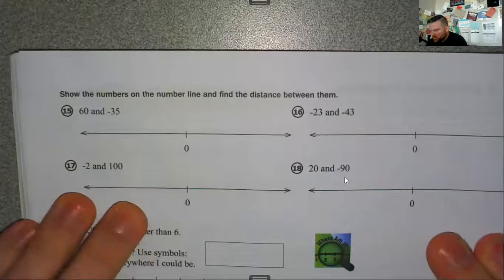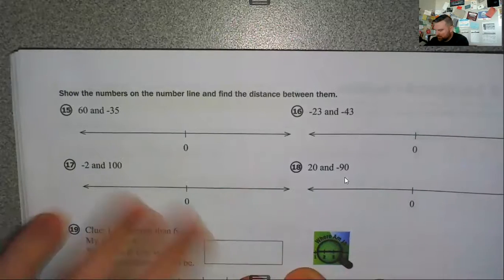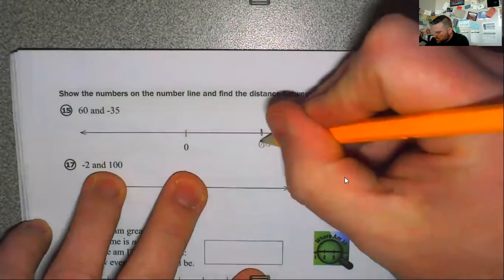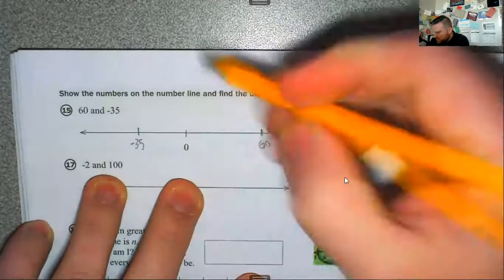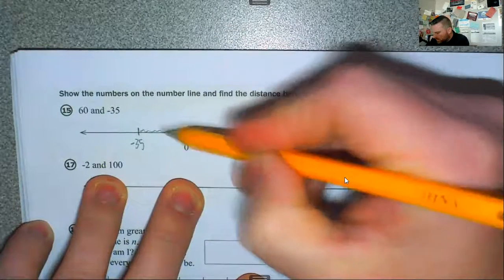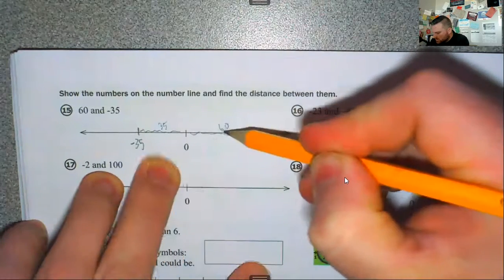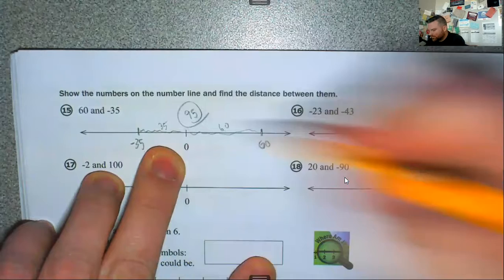Let's get into number 15 here. Show the numbers on the number line and find the distance between them. Okay, so 60 will be over here. Negative 35 will be over here. The distance here is 35, and the distance here is 60. So 60 plus 35 is 95 units.